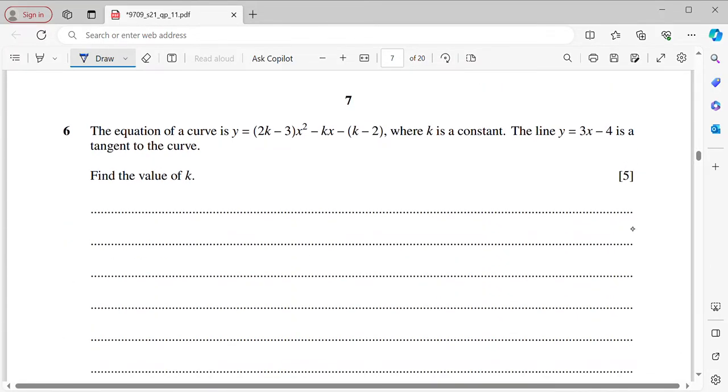Next question, number 6. The equation of the curve is this. The line is a tangent to the curve. So find the value of k. Whenever you see tangent to the curve, it means that it will have one intersection point, or I would say there will be just one root of the simultaneous equation, because the tangent line just touches the graph. So from here, I have to solve the simultaneous equations.